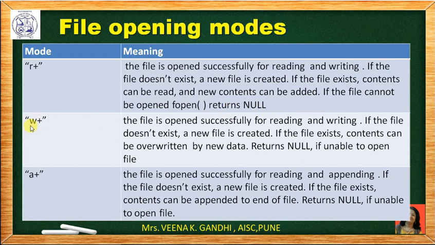Then w plus means we can open the file for reading as well as writing. If the file does not exist, a new file will be created. But if the file exists, contents can be overwritten by new data. It returns a null value if the file can't be opened. And a plus, where appending and reading are both possible. If the file is opened, we can use that file for reading and appending. If the file does not exist, a new file will be created. If the file exists, contents can be appended to the end of the file. It returns a null value if the file can't be opened.